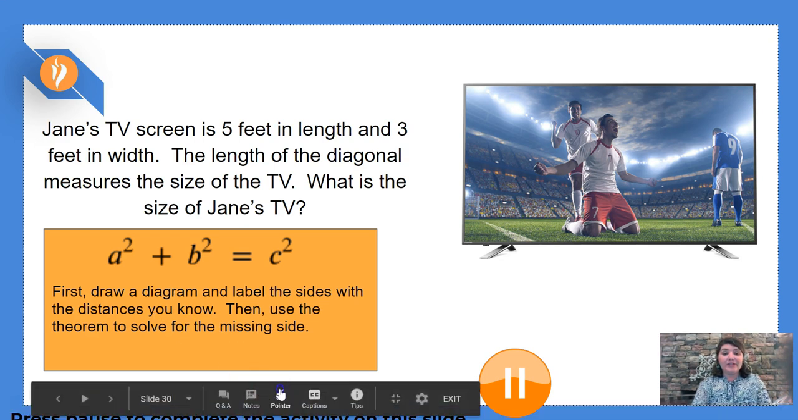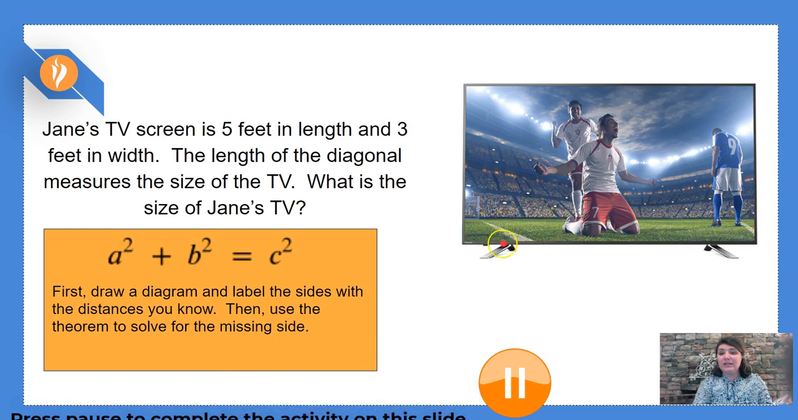So let's think about the distances we know. We know that the length is 5 feet and the width is 3 feet. So it's a 3 by 5. But we know that the diagonal tells us what size TV we have. So we need to find the length of the diagonal. So it's always important for us to draw a picture so that we can figure out what we're finding. So I want you to pause the video, work it out, and find the length of the diagonal, and come back and join me.